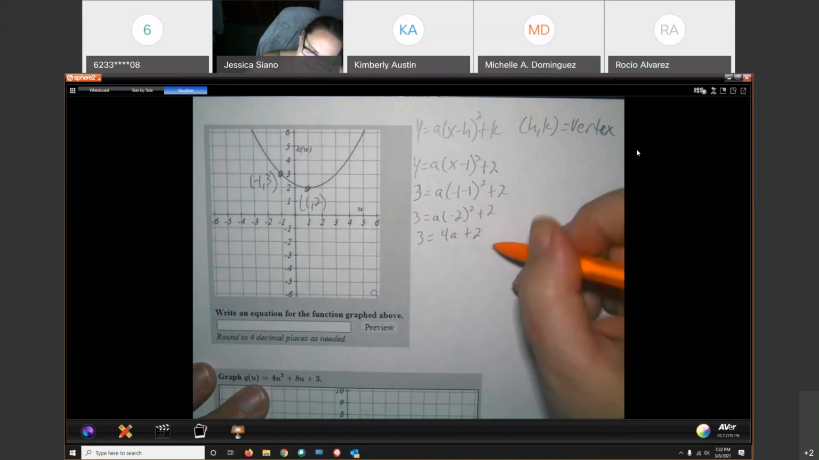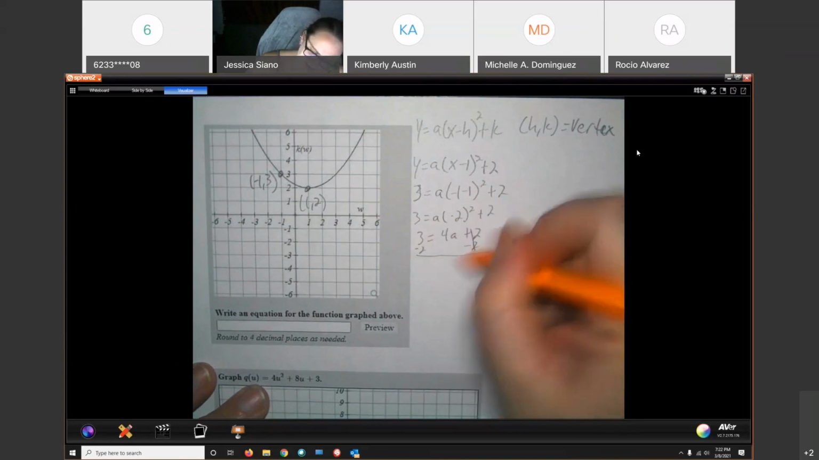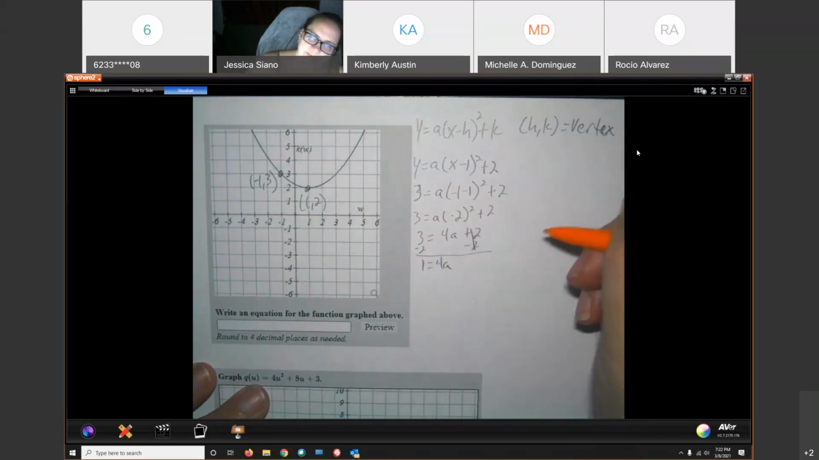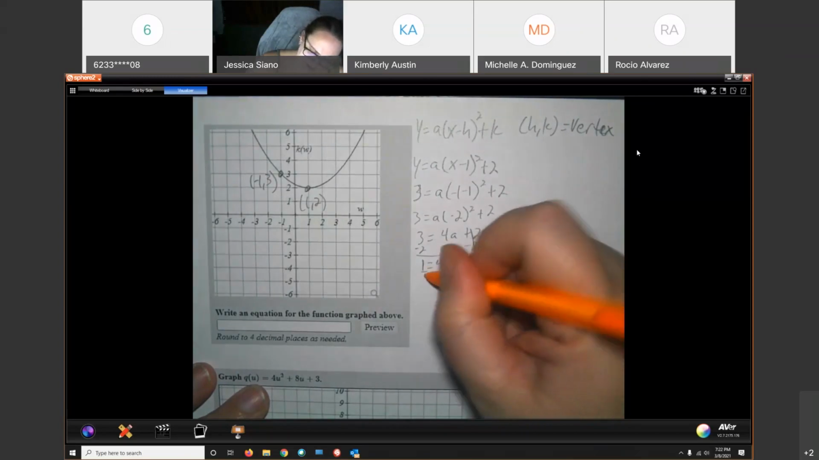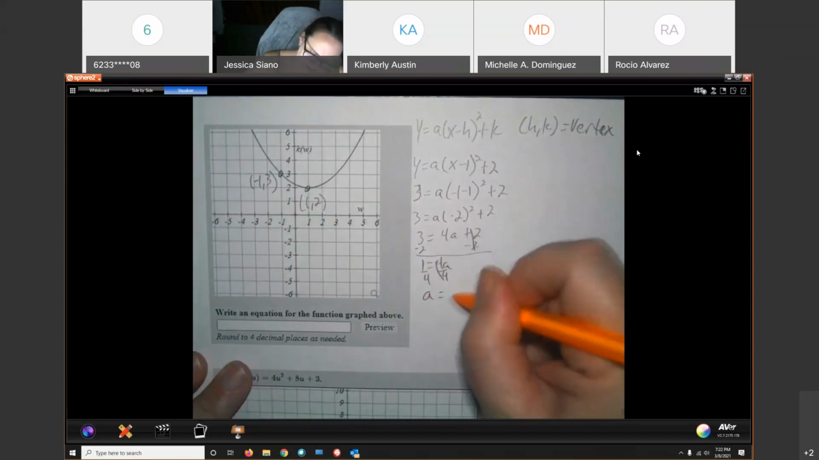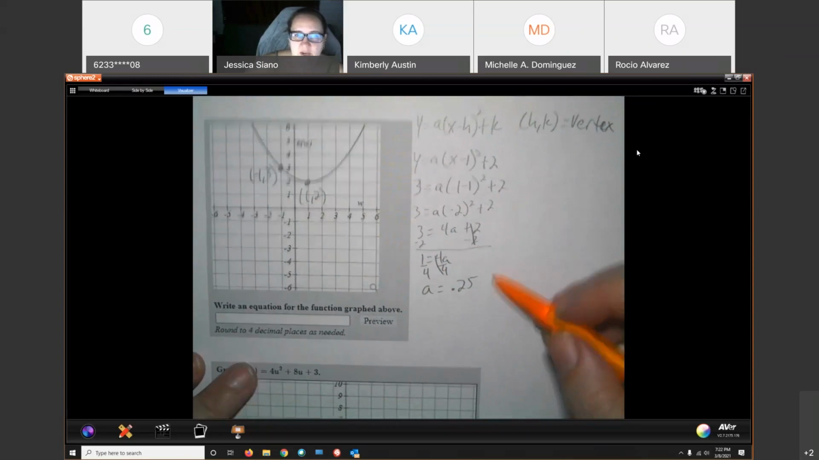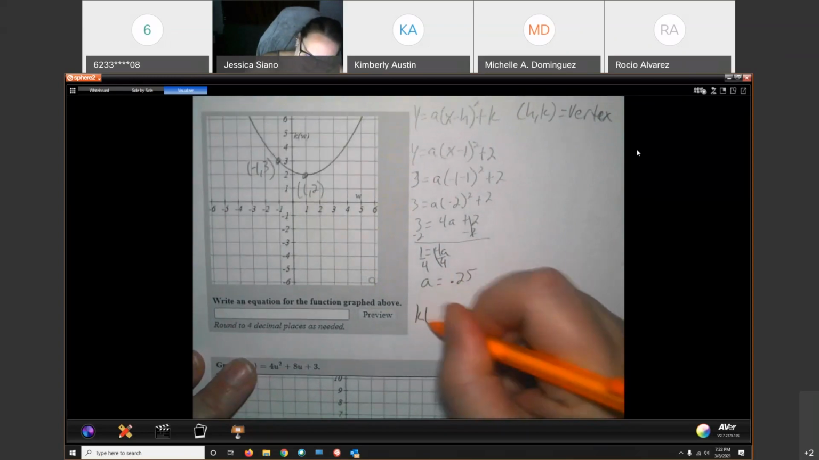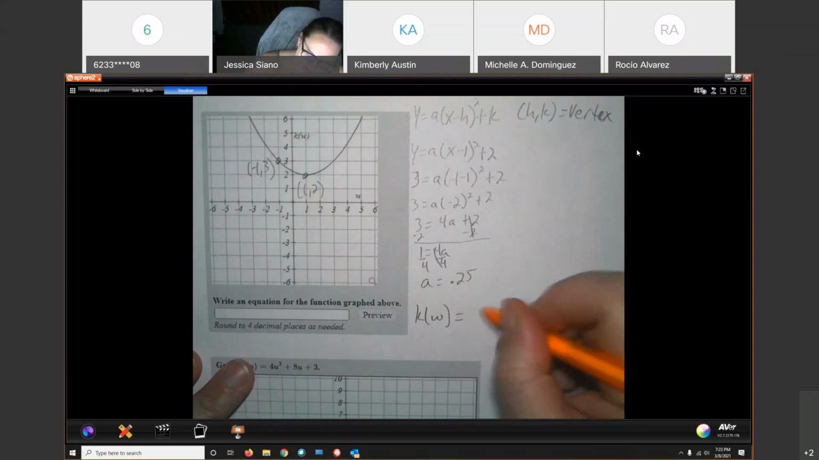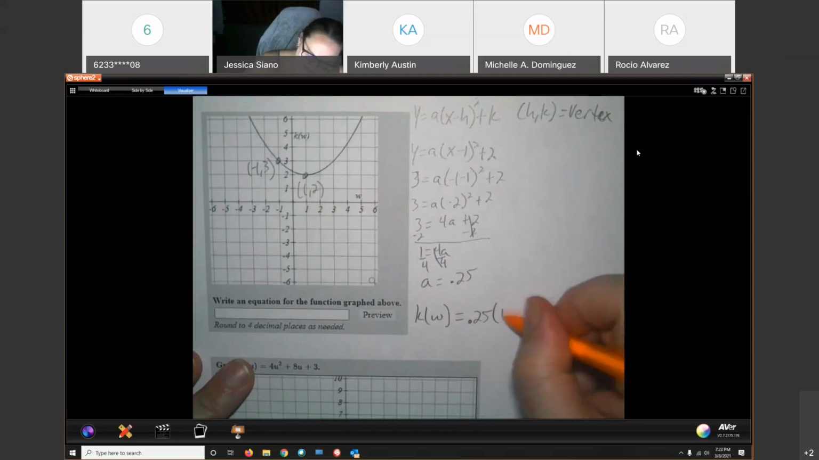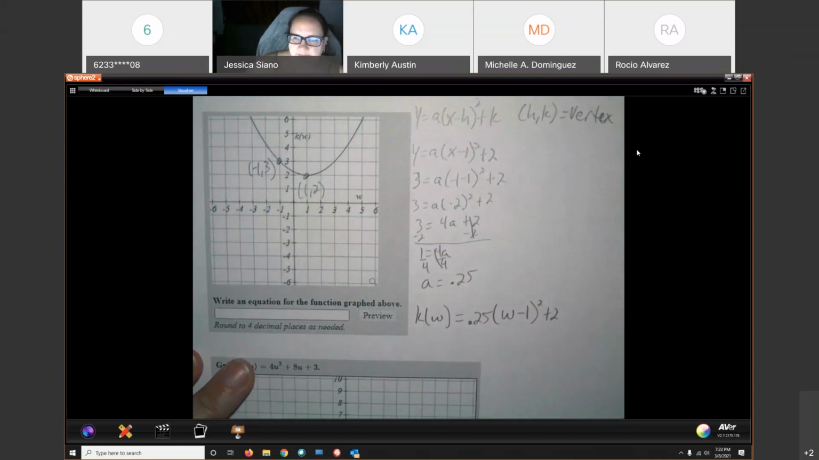And let's subtract the 2 and divide by the 4. They want decimals, so we'll say that a is 0.25. And so then the equation of this parabola would be k of w equals 0.25 times w minus 1 squared plus 2. So that's this up here, just with the a value plugged in.